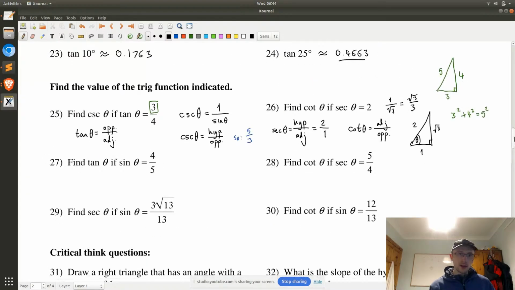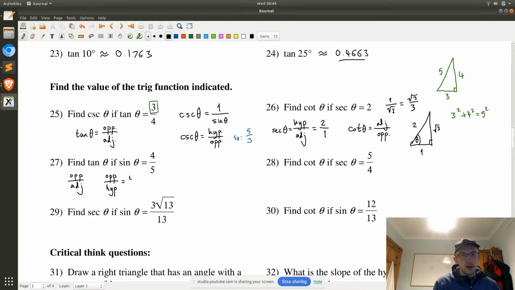Okay, these are kind of interesting. I've never seen these problems before, although they're not too wild to think about. Let's try. Okay. Tangent of theta, I'm just going to immediately replace that with opposite over adjacent. Sine of theta, I'm going to immediately replace that with opposite over hypotenuse.